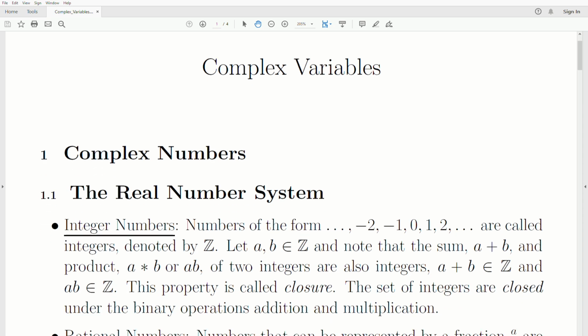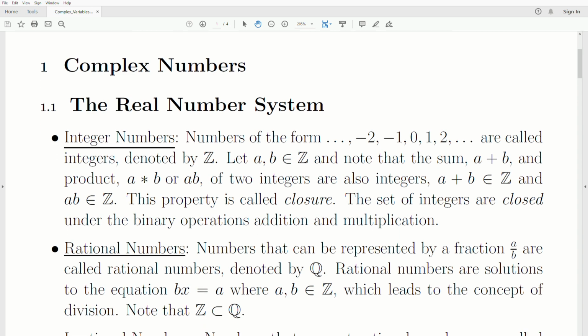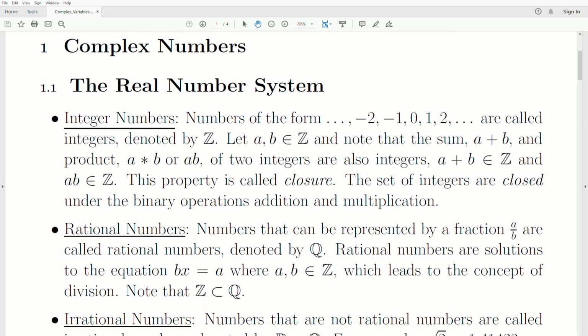And so we're going to build it up and look at the real number system first. And so the integers are part of the real number system, and they take on the numbers of the form ..., -2, -1, 0, 1, 2, ... And they're called integers, and they're denoted by this script capital Z.